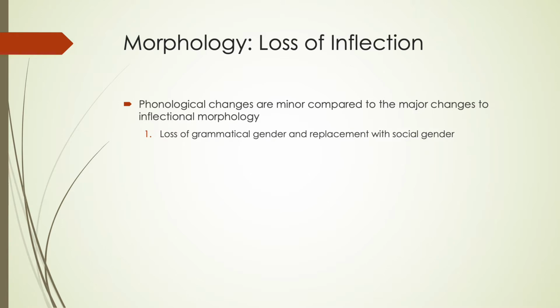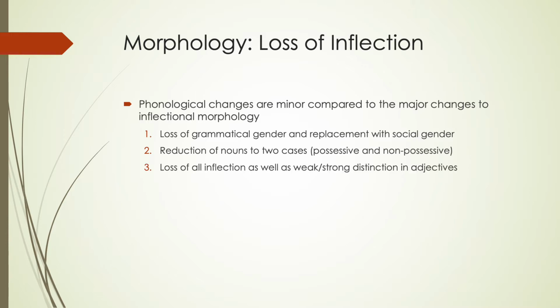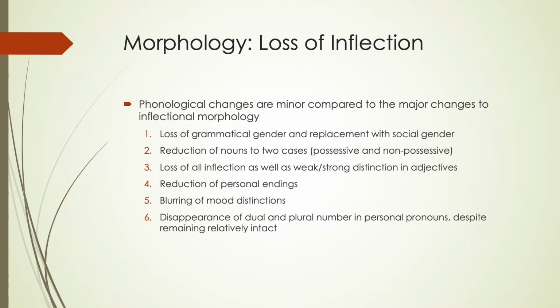So some of the notable things that took place as a result of this and during this time period is that we lost grammatical gender and replaced it with social gender during this period of time, something we already saw starting to take place in the Old English time period, but this really finalizes itself during Middle English. We see a reduction of our nouns to just two cases, and so we have possessive markers and we have non-possessive nouns. We see a loss of pretty much all of the inflection and weak and strong distinction in our adjectives. We see a reduction of personal endings, a blurring of mood distinctions in verbal morphology. We see a disappearance of dual and plural number in personal pronouns, despite remaining relatively intact as a system of pronouns. So there's a lot of major changes that are taking place.